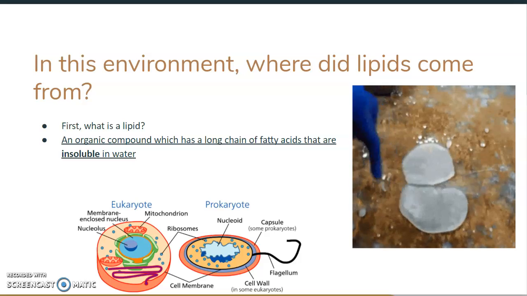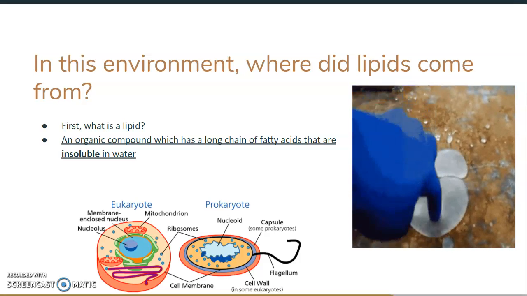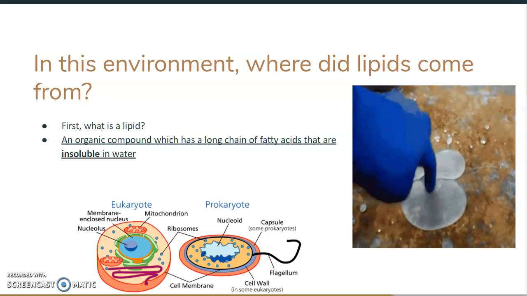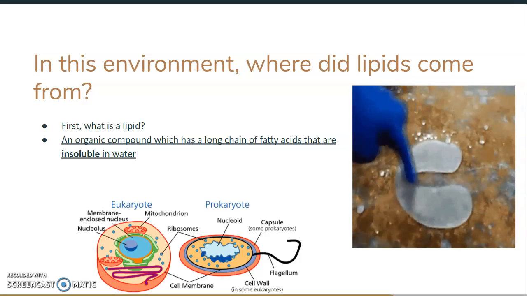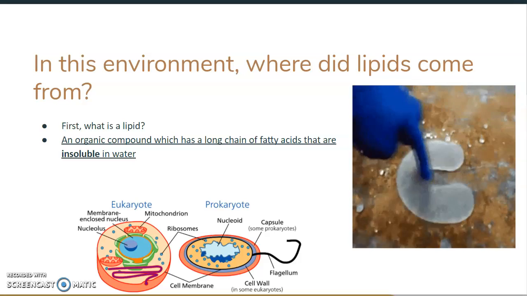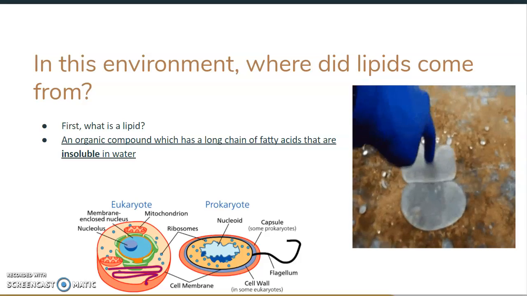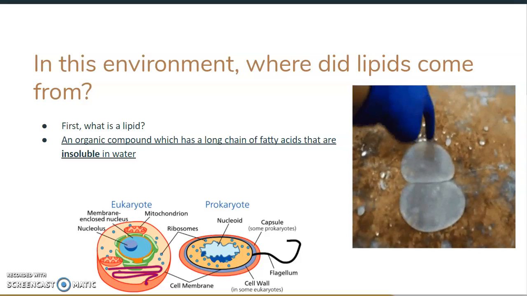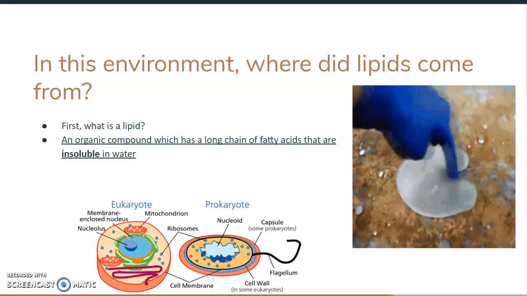It is a long chain of fatty acids that are insoluble in water. So fatty acids are a specific type of organic material. It is what's in a lot of oil and a lot of carbohydrates. It has a lot of carbon in it, but the important part is that they're insoluble in water.